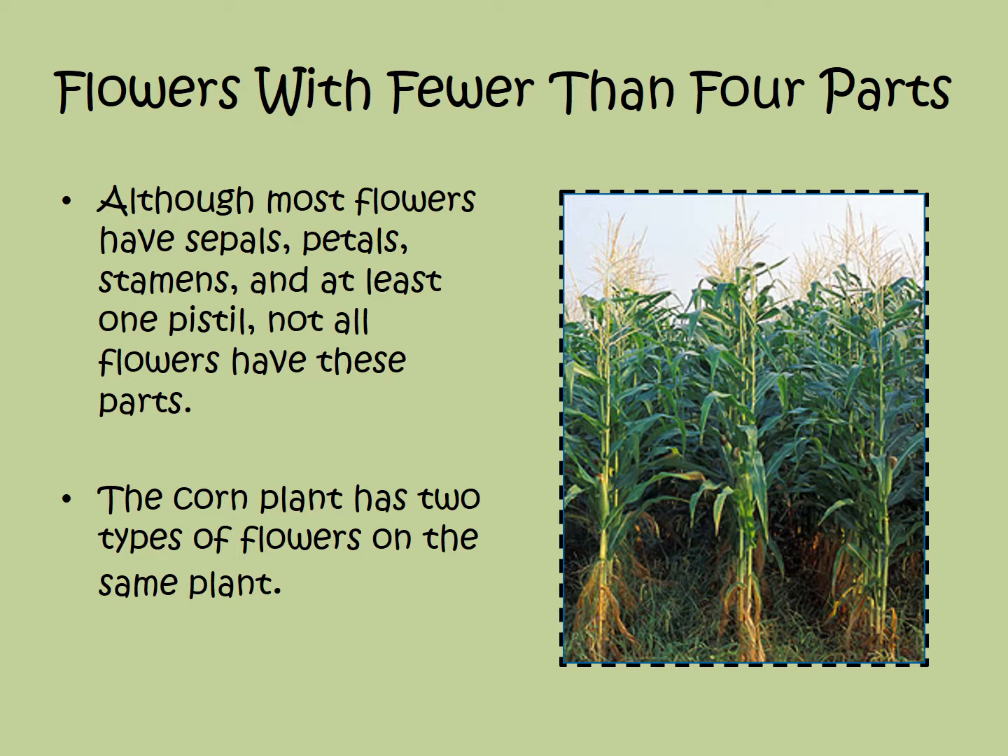Flowers with fewer than 4 parts. Although most flowers have sepals, petals, stamens, and at least 1 pistil, not all flowers have these parts. If you look at the corn plant in the picture, notice that it has 2 types of flowers on the same plant.